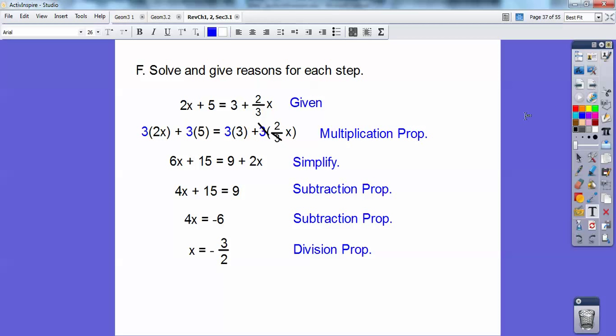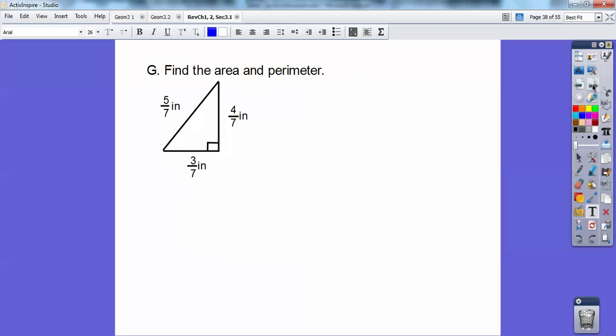Okay? So let's try this. Find the area and perimeter. Okay, the area, I think I'm doing the perimeter first. I'm just going to add up all those lengths right there. Okay, so just add up all the fractions. They're already common denominators, so 12/7 inches. Okay, or 1 5/7, I don't care.